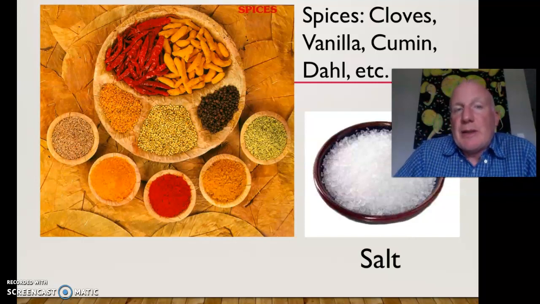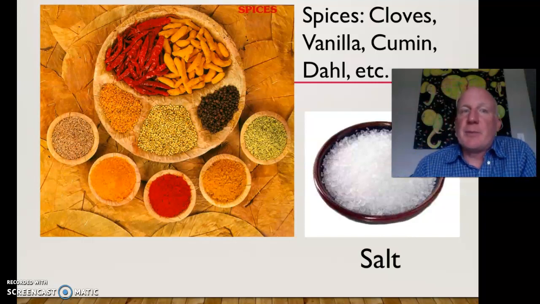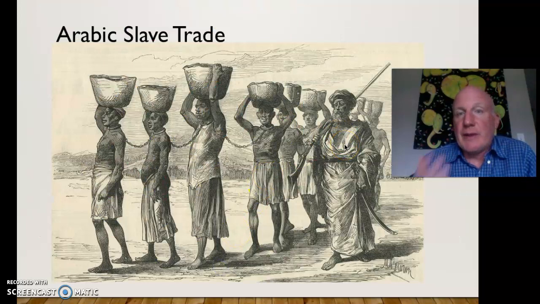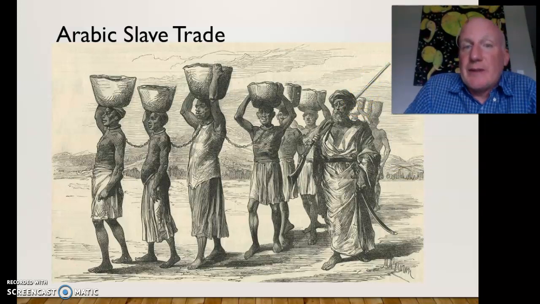But some of the things that the Arabs brought were spices like cloves, vanilla, cumin, dal, which isn't a spice, but it's a legume. But they've brought various different items for trade with Africans. And so they began to influence the culture in many ways. And one of the primary ways was through the Arabic slave trade, which was different than what Africans practiced, but it wasn't nearly as violent as the European slave trade.